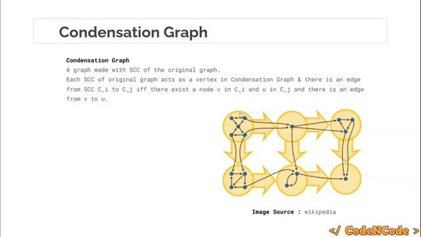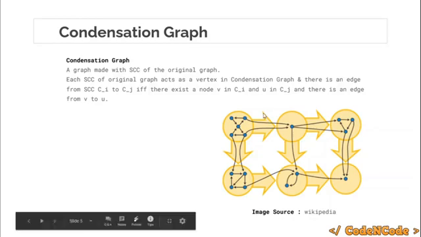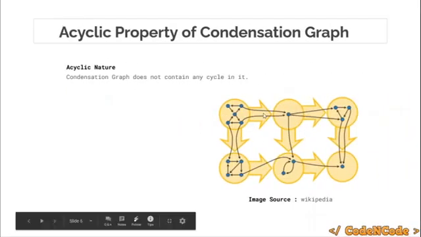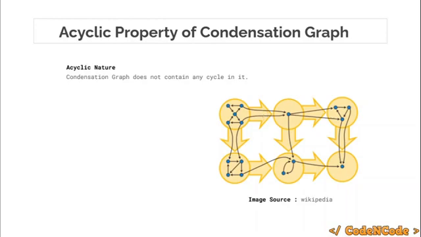Now you might think how this can help us. Believe me, this is one of the most important things to understand before going to prove Kosaraju's algorithm, why that works and what is the building block of Kosaraju's algorithm. This is the building block of Kosaraju's algorithm. Now that we know what a condensation graph is, there is an important property of the condensation graph, that is, the condensation graph does not contain any cycle in it. You can simply prove it.